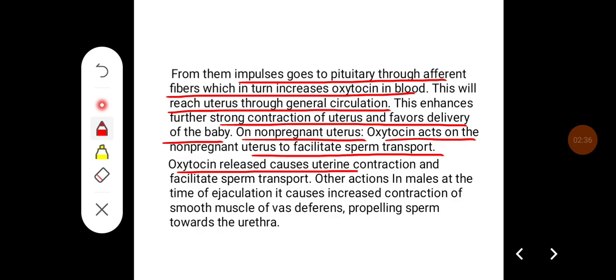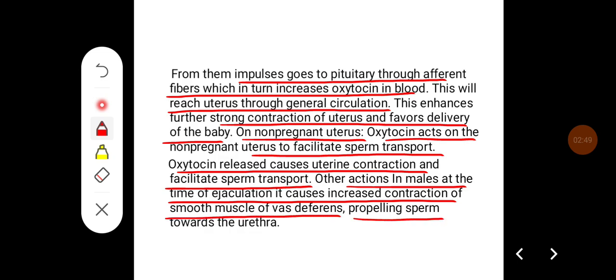On the non-pregnant uterus, oxytocin acts to facilitate sperm transport. Oxytocin released causes uterine contraction and facilitates sperm transport. Other actions in males: at the time of ejaculation, it causes increased contraction of the smooth muscles of the vas deferens and helps in propelling the sperm towards the urethra.